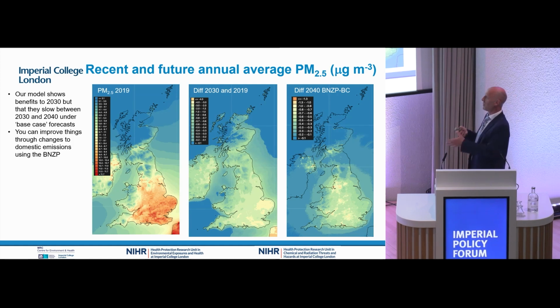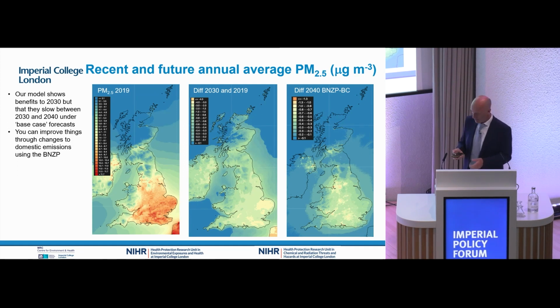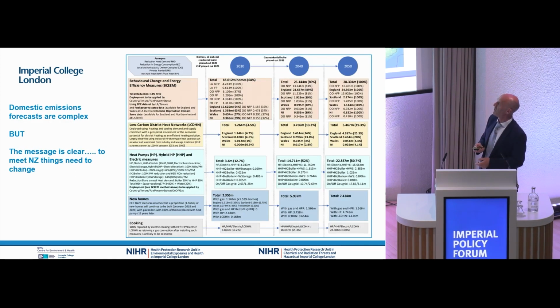So there's a competing process between emissions changes and other factors, including changes globally and meteorological changes and so on. But if you implement the BNZP again, and this is really dominated by domestic heating, so removal of wood, changes to gas use, widespread introduction of heat pumps, energy efficiency measures, you can see that there are changes in major cities. That's Manchester, Liverpool, Leeds, Birmingham, and the southeast generally. So there's definitely a benefit for BNZP there.